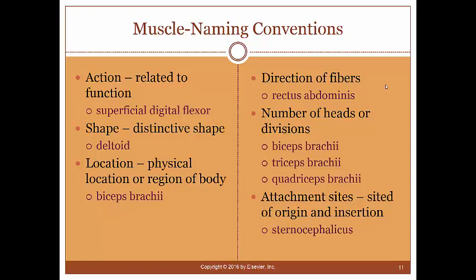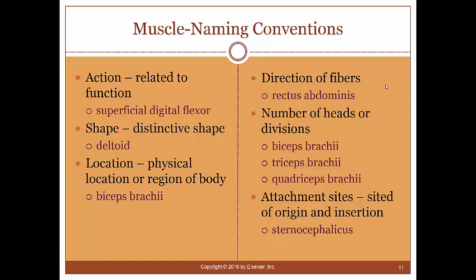Direction of muscle fibers can also be used in naming. So the rectus abdominis, when we look at rectus, it means to run in a straight line. So the rectus abdominis ends up being the muscle that people know as their six packs. We can name them for the number of heads or divisions in the muscle. So biceps brachii, triceps brachii, quadriceps brachii. All of these are the number of heads. Bi being for 2 heads, tri for 3 heads, quad for 4 heads.